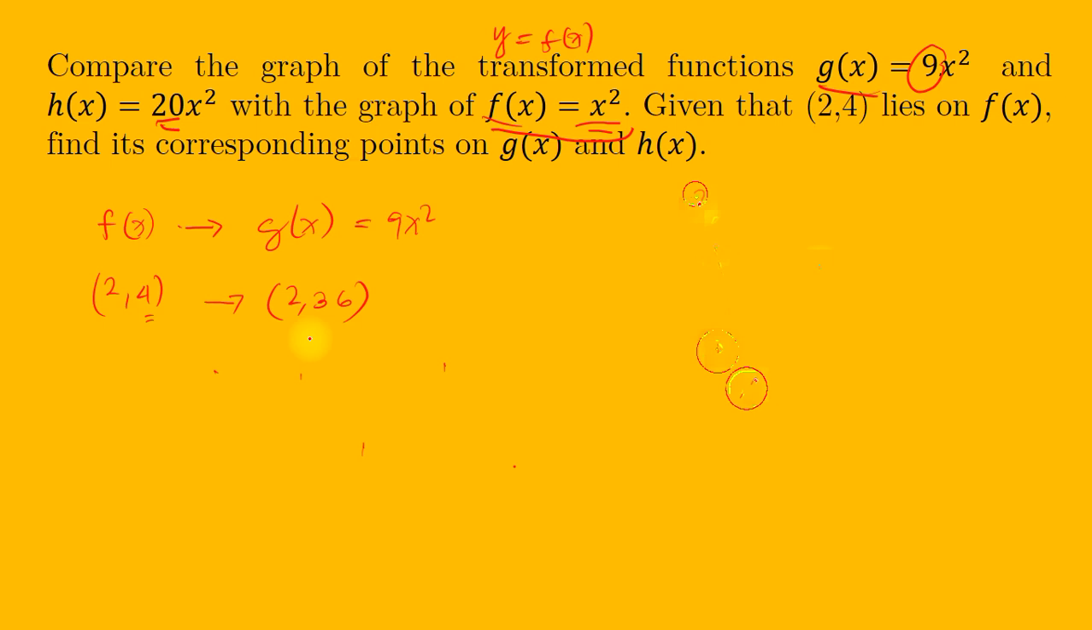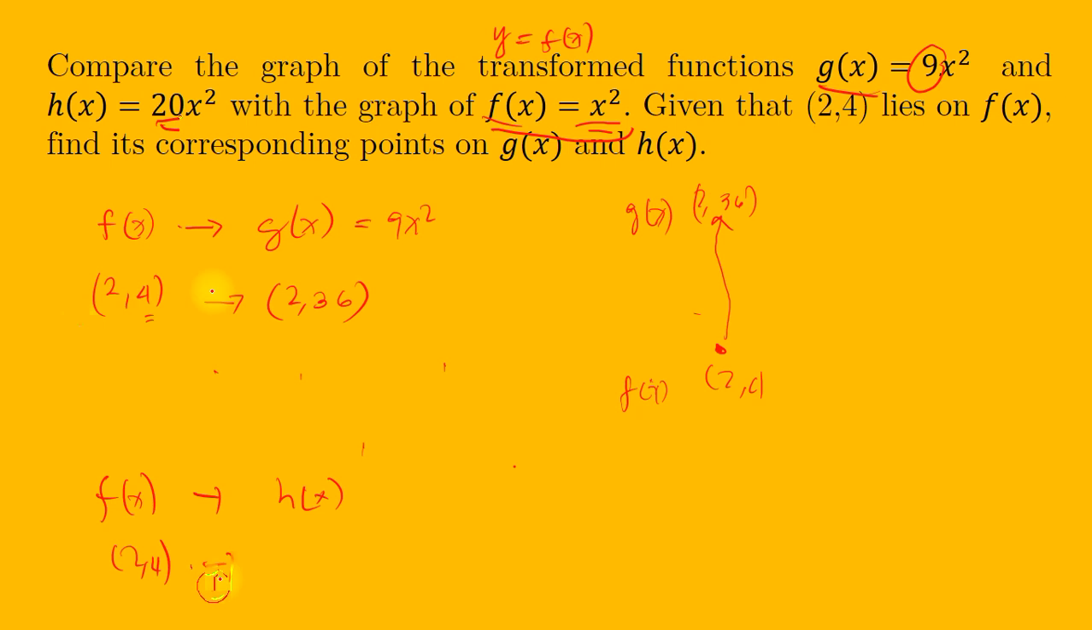So from f of x to h of x, in f of x lies the point 2, 4. Of course, we'll just simply multiply 4 by 20. So 20 times 4 is 80. So the point 2, 4, when transformed, becomes 2, 80 in h of x, because the y value 4 is being multiplied by 20. Okay, so that's it.